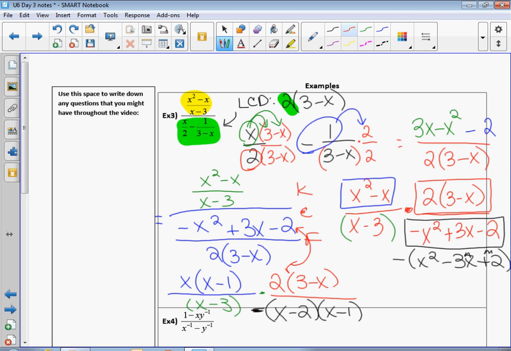Can you see this negative? I want to make sure that you can see that negative I put in front.